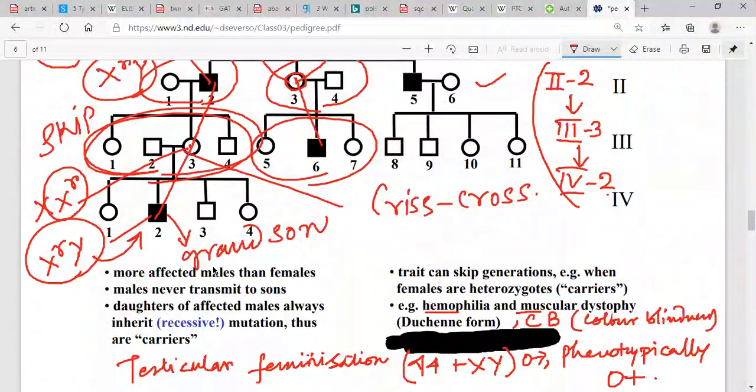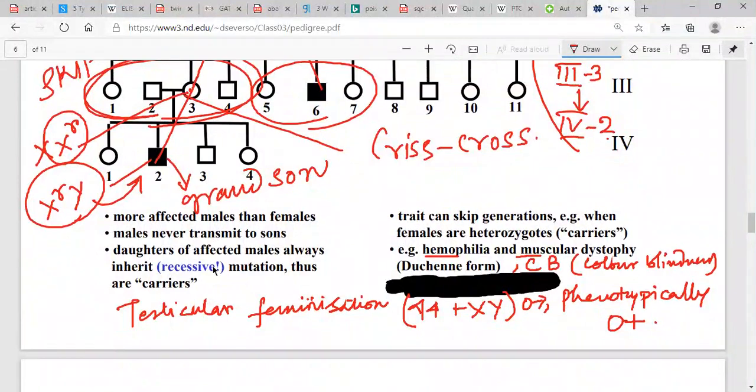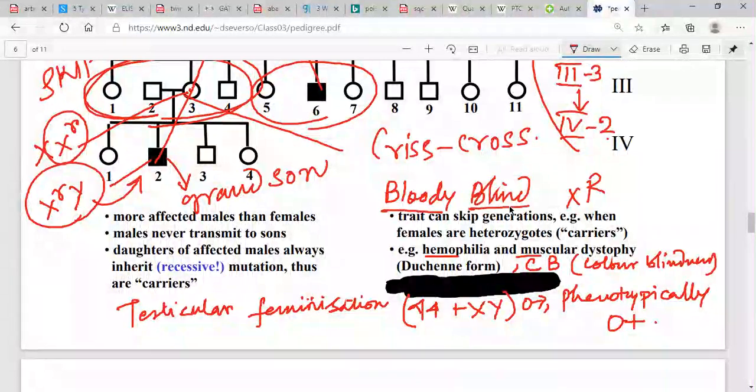For example, color blindness and hemophilia are very famous examples of X-linked recessive. We used to remember it like "bloody blind XR." Bloody means continuous bleeding, that is hemophilia, and blind is color blindness.